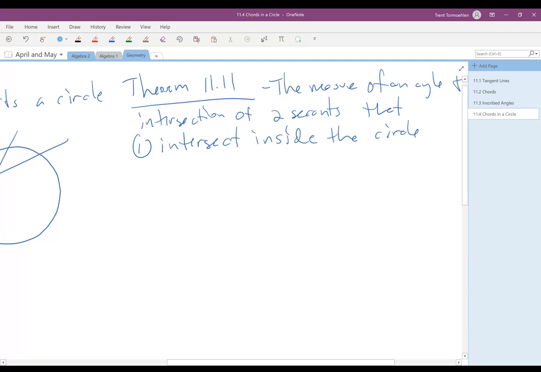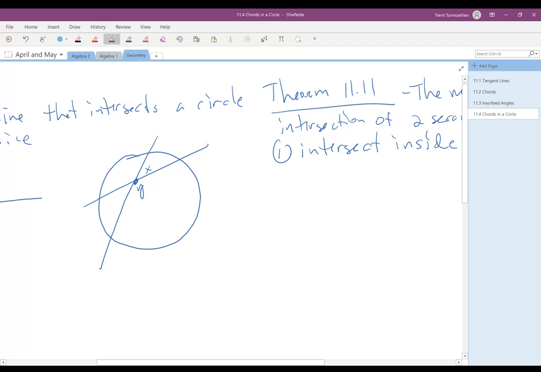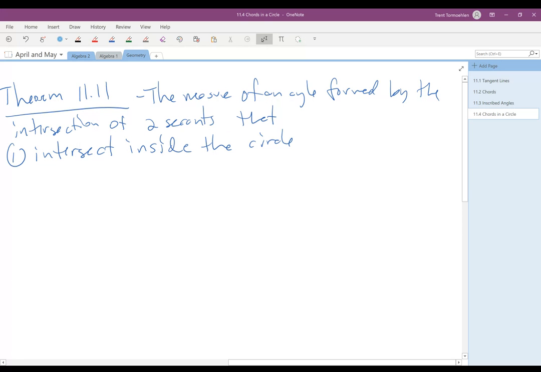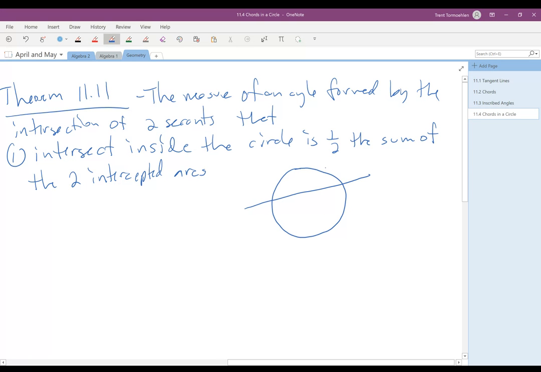Well, that angle, so this angle right here, or possibly this angle, we can do both of those. It turns out that the angle formed where the secants intersect inside the circle is one half the sum of the two intercepted arcs. And so we have a circle that looks like this. We've got two secants. We call these points A, B, C, and D. We'll call this point E.